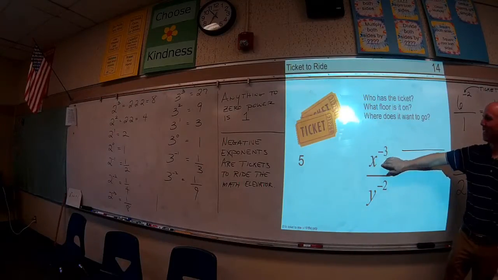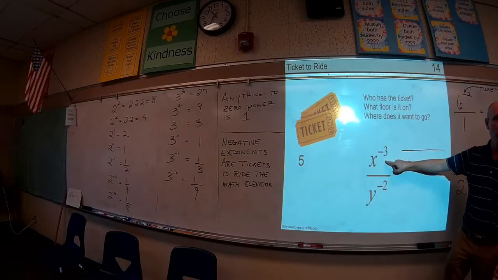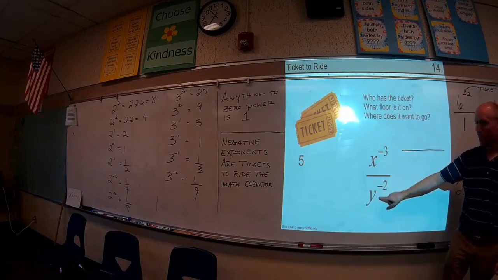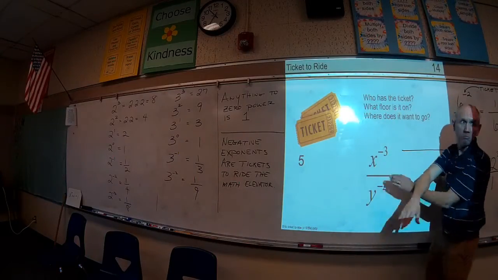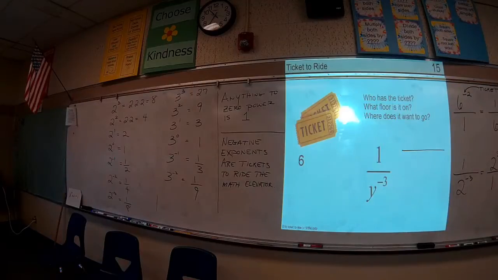Does the X have a ticket? Yes. Where's it going to go? Down. Excellent. Does the Y have a ticket? Yes. Where's it going to go? Up. So they just flip. 2 over X1. Perfect. They just flip.